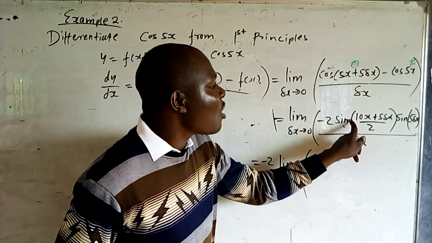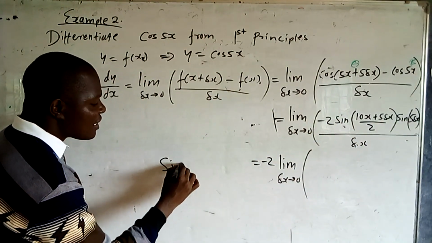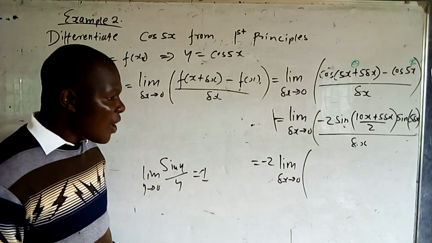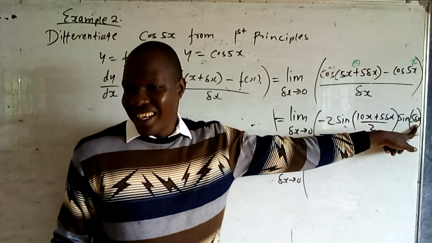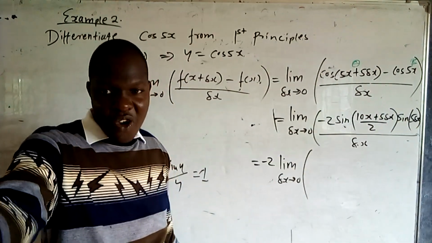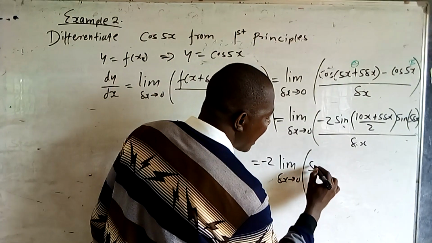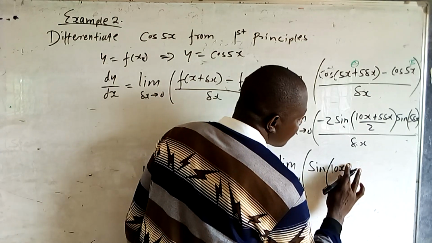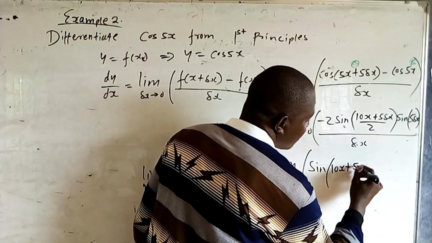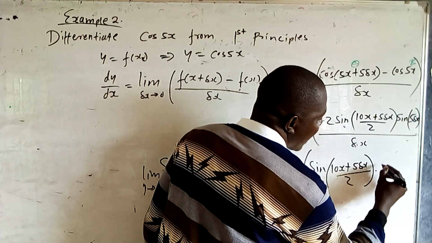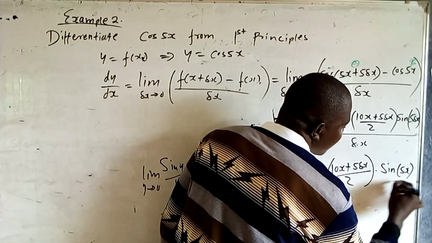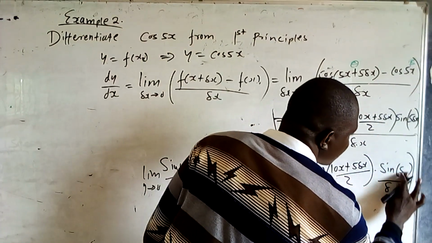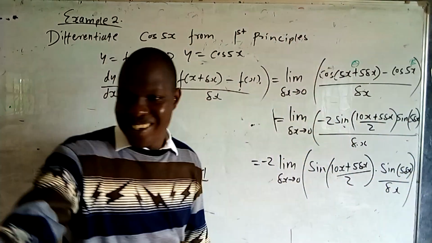For this change in x, we are supposed to have sine y over y. Limit as y tends to 0, sine y over y is 1. Meaning you put it over one term only, isn't it? Are we together? With only one term. So here we have negative 2 outside, then sine 10x plus 5 change in x over 2, then times sine 5 change in x over change in x. It is sine 5 change in x, not sine 5x. Sine 5 change in x, isn't it?